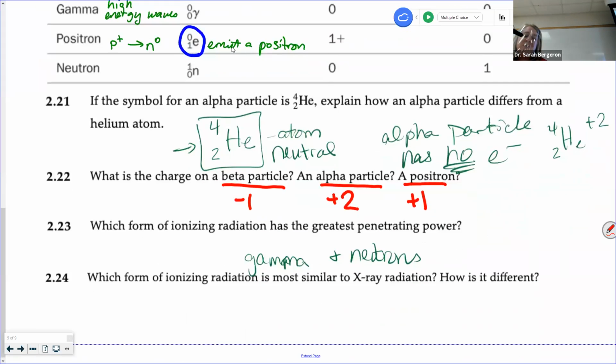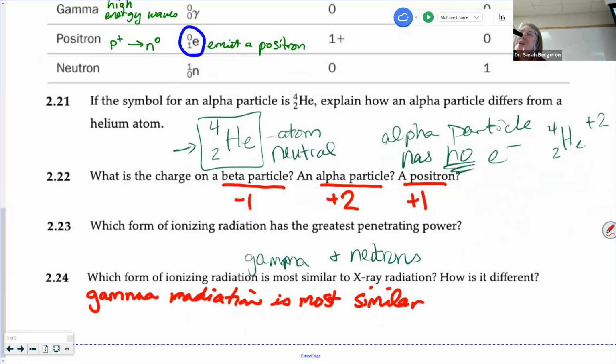All right. So which form of ionizing radiation is most similar to X-ray radiation and how is it different? What did we just say? Gamma radiation. Come on. Okay. Is most similar. Why is it similar? Because you have no particle, right? This is no particle. It sounds like my audio, like there's a little bit of feedback or something going on. But how is it different?